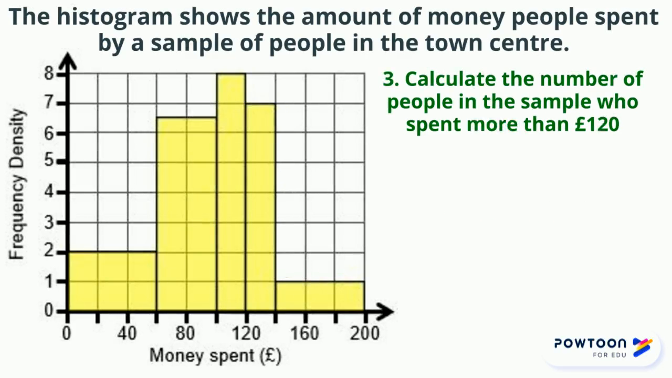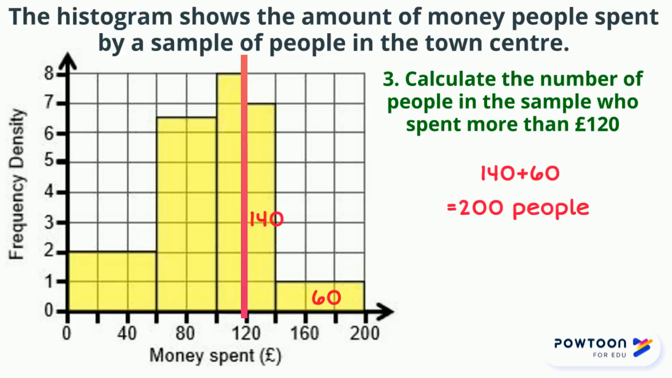Question 3 is now looking for who spends more than £120. So that's actually saying 120 till 200. We actually already have the frequencies for this. It's 140 and also 60. So we'll add those together to get an answer of 200 people spent more than £120.